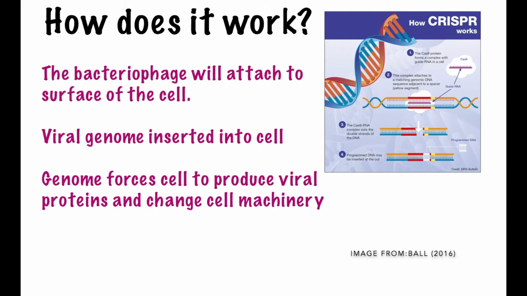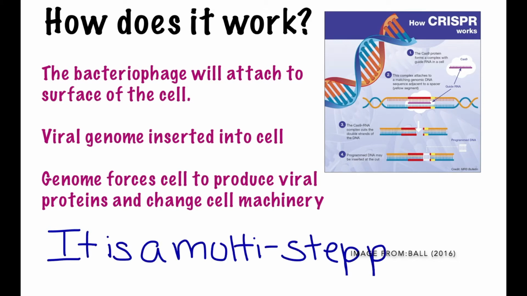The bacteriophage will attach to the surface of the bacterial cell and will inject its genome into the cell. The viral genome will force the cell to produce the viral proteins and change the cell's machinery. The CRISPR system is a kind of memory, or like the adaptive immune system in humans, that can prevent the same bacteriophage from infecting the cell a second time. There is a three-step mechanism.